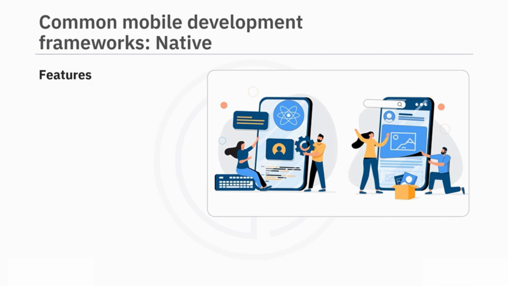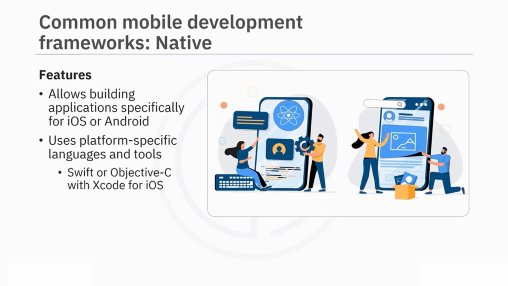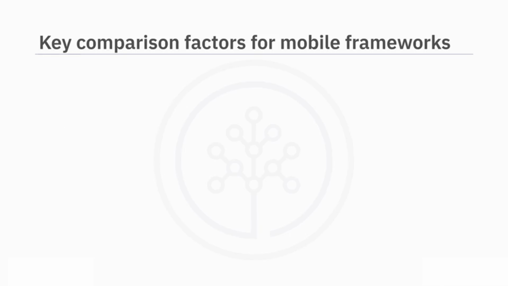Another way to develop mobile applications is to use the native frameworks for iOS and Android. This framework involves building applications specifically for iOS or Android using platform-specific languages and tools. To build applications for iOS, it uses Swift or Objective-C with Xcode, whereas for Android, it uses Kotlin or Java with Android Studio. Having gained familiarity with popular mobile development frameworks, let's look at the key comparison factors.